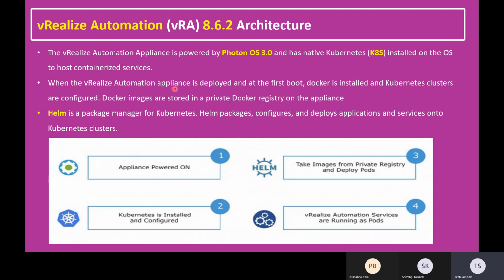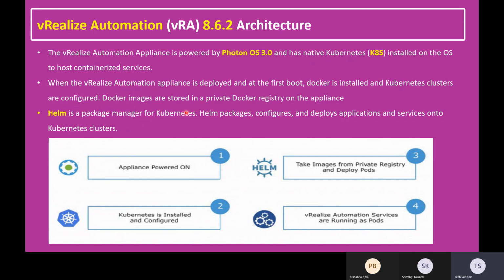So when the vRealize Automation appliance is deployed, at first boot Docker is installed. Docker also comes with the vRA appliance and the Kubernetes cluster is also configured. Docker, Kubernetes and all will have a separate session. I will explain in detail in the following sessions. Just try to understand the terminology in this session, and I will cover the in-depth concepts again in the subsequent sessions.